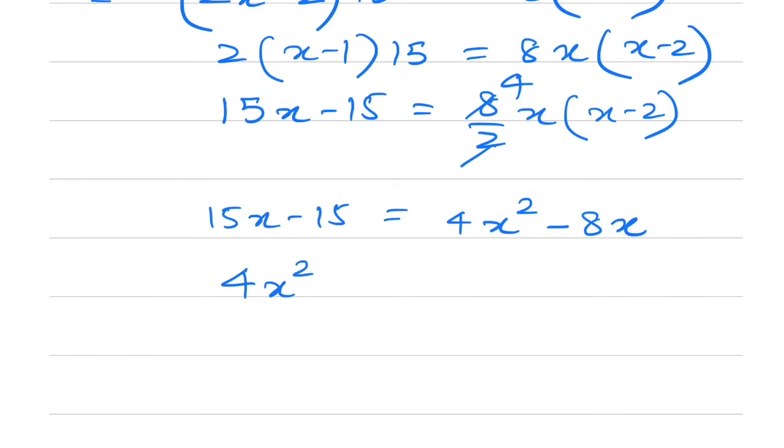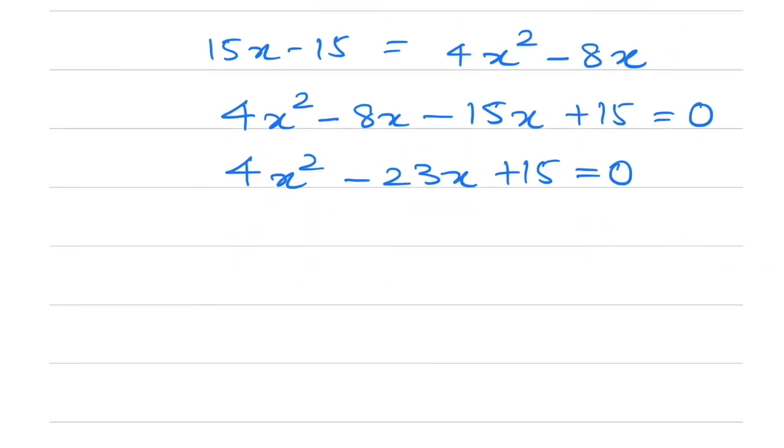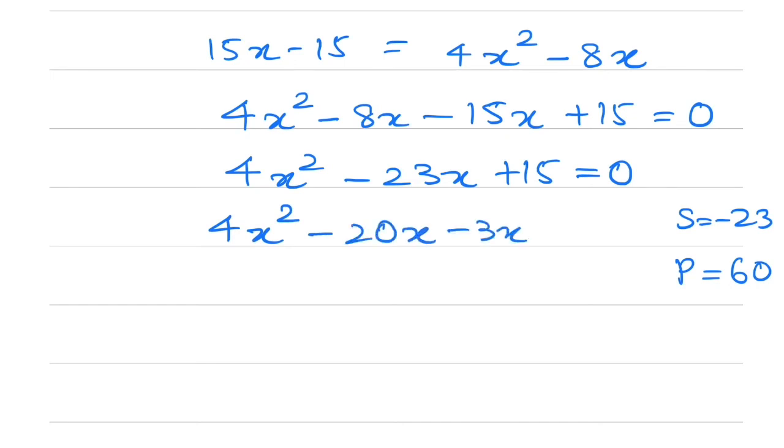The equation becomes 4x square minus 8x minus 15x plus 15 is equal to 0. So 4x square minus 23x plus 15 is equal to 0. So we have got a quadratic equation and we have to find the factors. Here we need to find two numbers whose sum is minus 23 and product is 60. 20 and 3, so we will split the middle term as 4x square minus 20x minus 3x plus 15 is equal to 0.